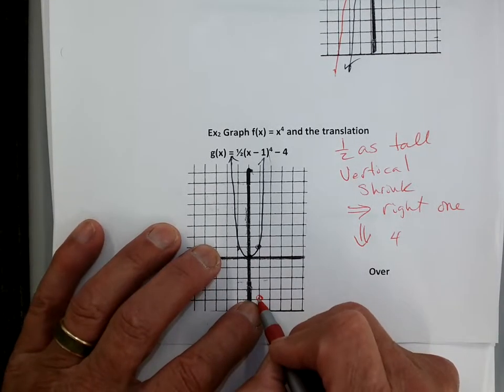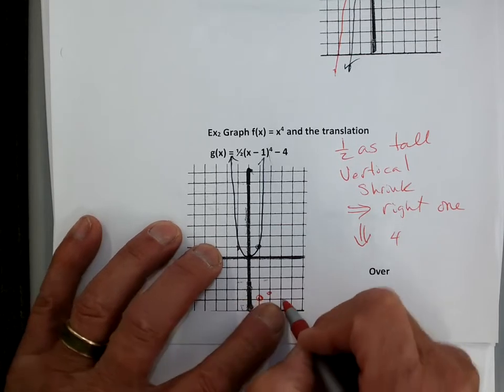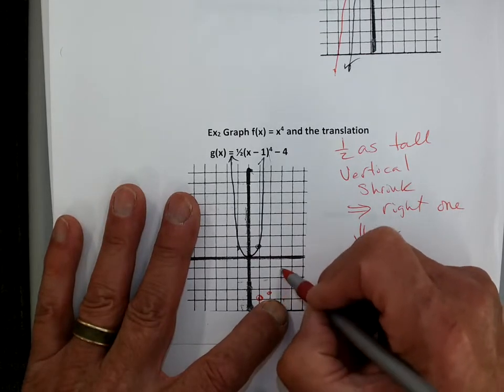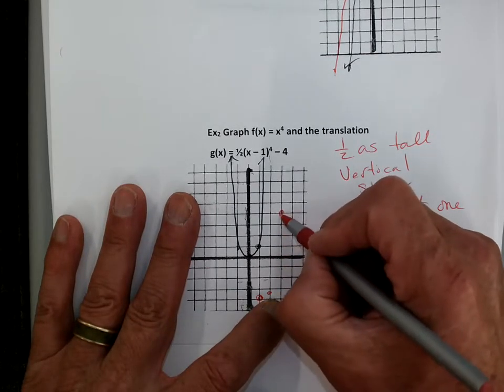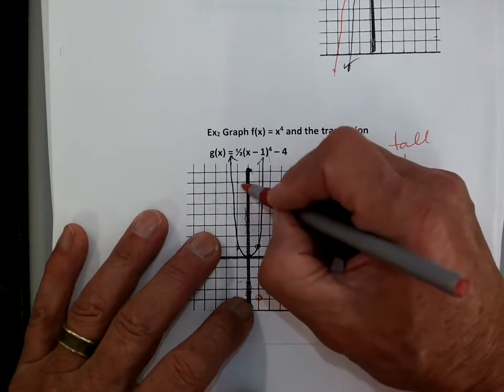I know 1 times 1 times 1 times 1 times 1 is 1, but half as tall. I go 2 to the fourth is 16, but half that is going to be 8. 1, 2, 3, 4, 5, 6, 7, 8. And I just have to have symmetry. And there it is, okay?